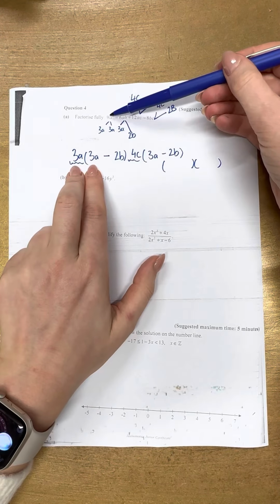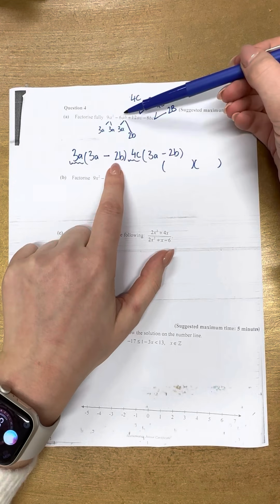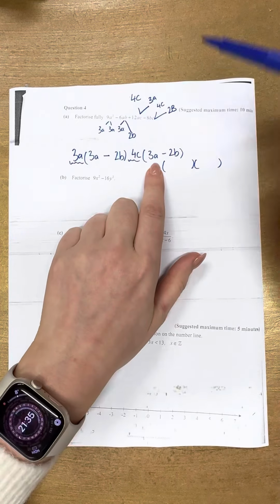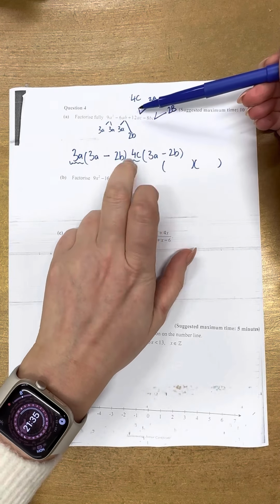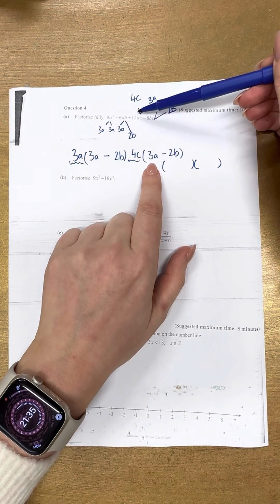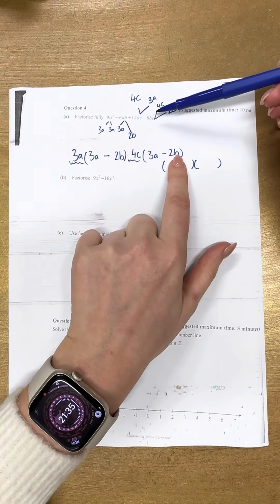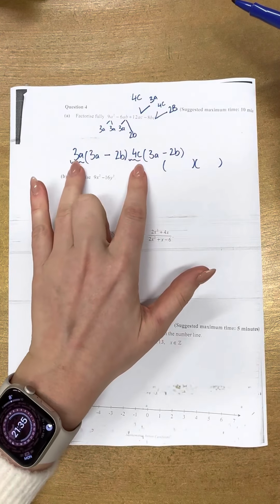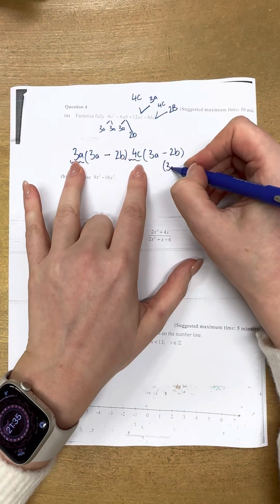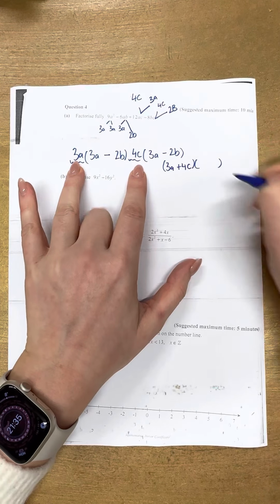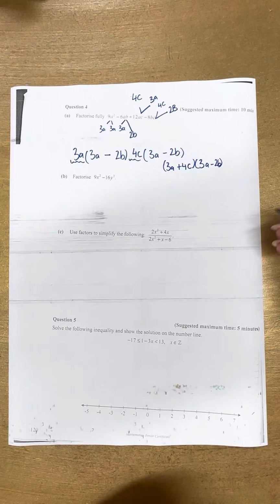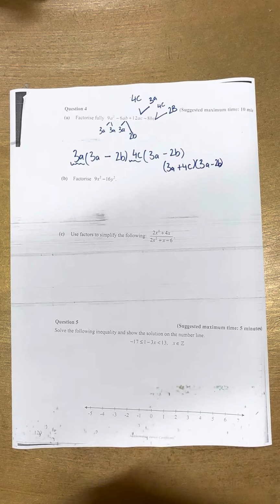3a by 3a is 9a squared. 3a by minus 2b is minus 6ab. 4c by 3a is 12ac. 4c by minus 2b is minus 8bc. So we know we're correct. So these two go together in one bracket. And then this one goes in the second bracket. And guys, they're serious practice. You've got to practice them over and over and over again to get them out, okay?